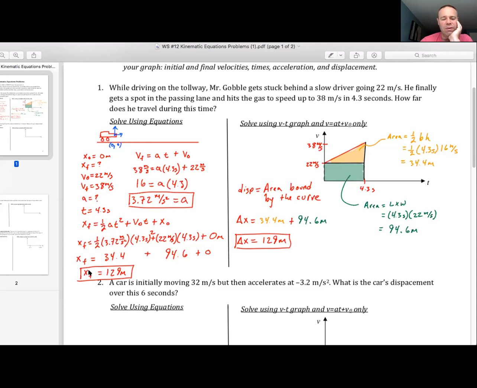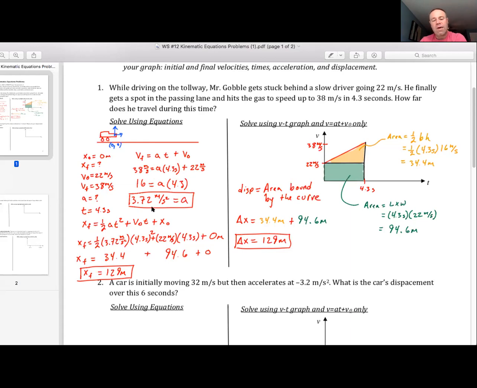If we want to know his final position, we realize that both of our equations have 2 unknowns in them, x final and acceleration. So we first need to solve for acceleration, and we can do it using this equation right here: V final equals AT plus V initial. We know the final velocity is 38, the time is 4.3, and the initial velocity was 22. Use algebra and solve for the acceleration.